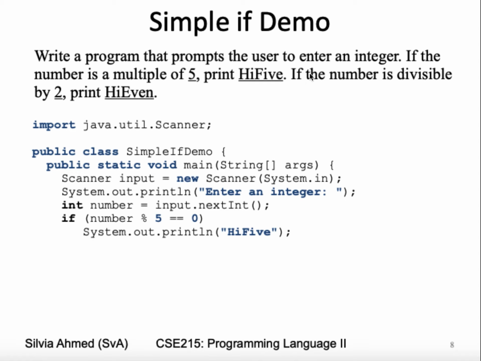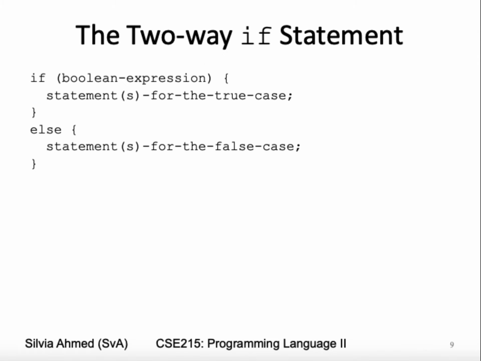And then we again need to check if the number is divisible by 2. The numbers that are divisible by 2, that means when we divide them by 2, we get the remainder 0. So if number % 2 == 0, we need to print Hi even. Okay, so this is our program with simple if structure. Next, we see the two-way if statement.